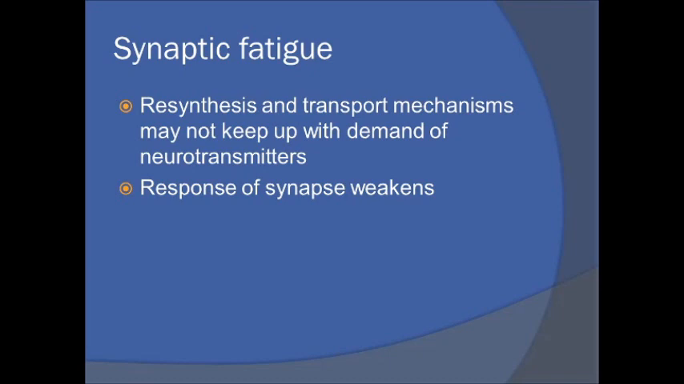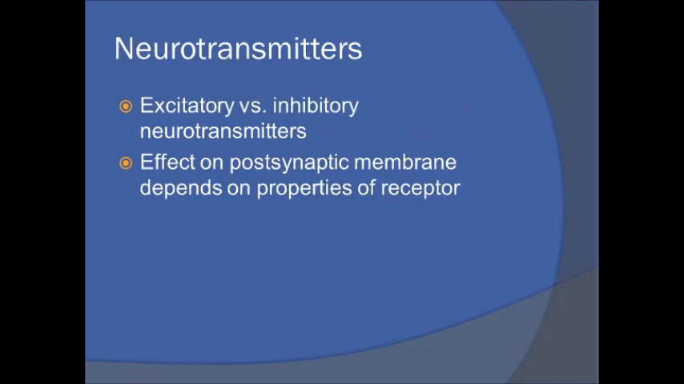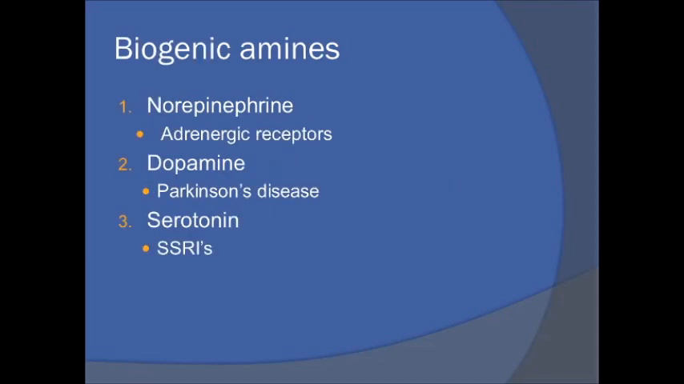Synapses can also fatigue. The response of the synapse can weaken because resynthesis and transport mechanisms may not keep up with the demand of neurotransmitters. They can fatigue just like our muscles can, so it may take some time for them to revamp. Neurotransmitters can be excitatory or inhibitory, where they can propagate signals or inhibit them. The effect on the postsynaptic membrane will depend on the properties of the receptor on that neuron.